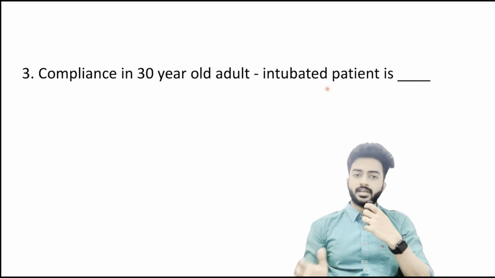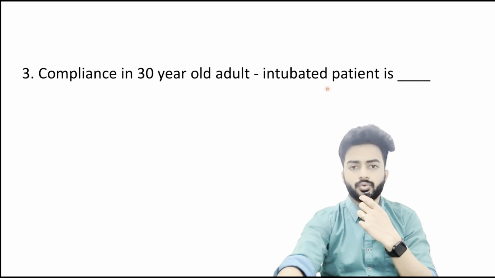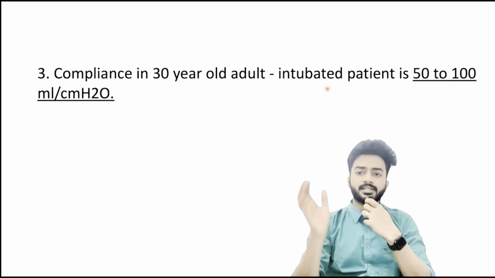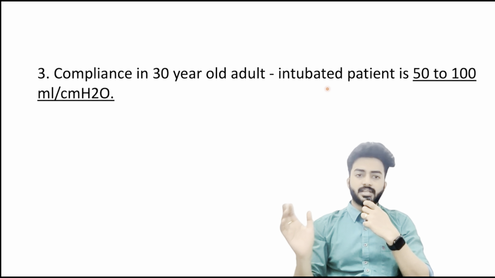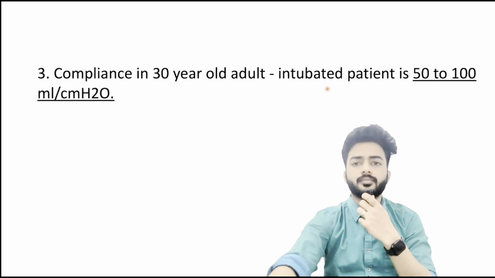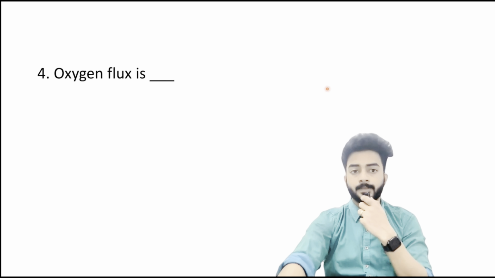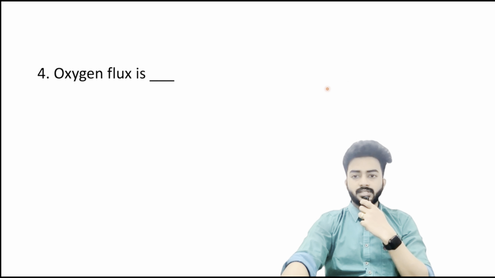patients. If you see the compliance of an adult male in spontaneously breathing patients, it is usually 50 to 150 ml per centimeter H2O, and in an intubated patient, it is 50 to 100 ml per centimeter H2O. Whereas in females, it will be a little bit less, 30 to 40 to 100 ml per centimeter H2O. So the question asked is, a compliance in a 30-year-old adult intubated patient is 50 to 100 ml per centimeter H2O.